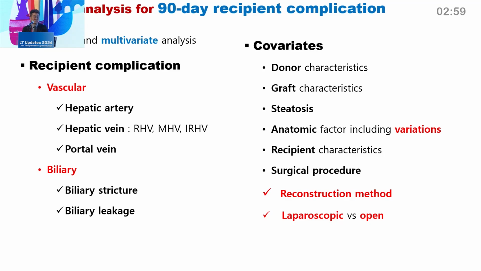This is the univariate survival analysis, and the results of the risk factor analysis for the recipients will be presented, specifically the vascular complications in terms of hepatic artery, vein, and portal vein, and the biliary complications in terms of biliary stricture and leakage. And we consider this kind of covariate.